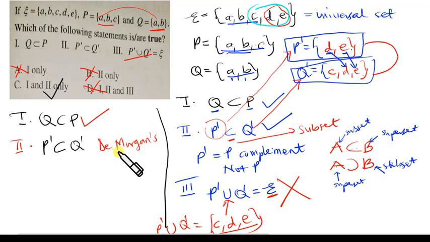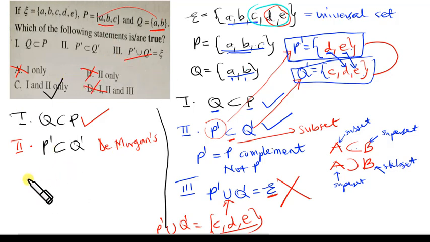And De Morgan's law says that the complement of the union of two sets is equal to the intersection of their complements, or the complement of the intersection of two sets is also equal to the union of their complements. Let me try to write it down for you to see. That's what I'm trying to say.